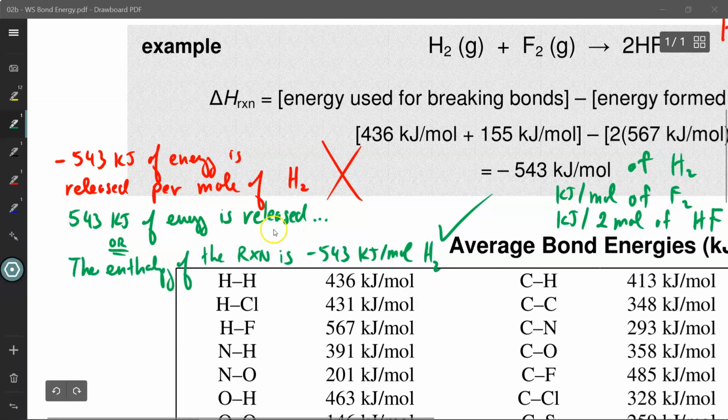And by using the word released, the reader already knows that 543 must be a negative value. But if you want to avoid this confusion altogether, just don't use the word released or absorbed. Just say the enthalpy of the reaction is negative 543 kilojoules per mole of hydrogen gas, and the reader will infer that the negative value means it's being released. If it was a positive value, then that means it's absorbed. There's no need to say released or absorbed. It becomes just contradictory sometimes.